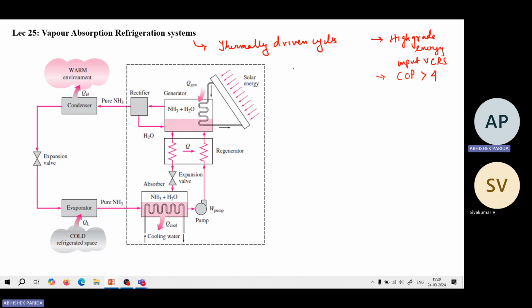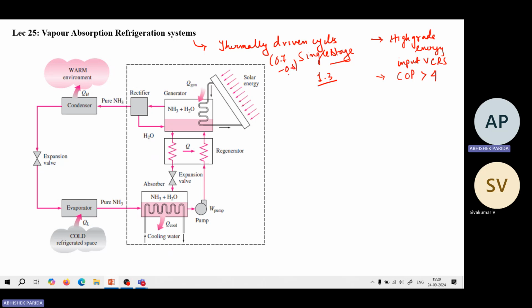Now this is a thermally driven cycle, which means it takes low grade energy. Based on low grade energy, of course, the COP will be lower. As far as the scope of this course is concerned, we will mostly see single stage systems. Even though there are double stage and triple stage systems, the highest efficiency you can find in such absorption refrigeration systems is around 1.3. For a single stage system, it will generally lie between 0.7 and 0.8.